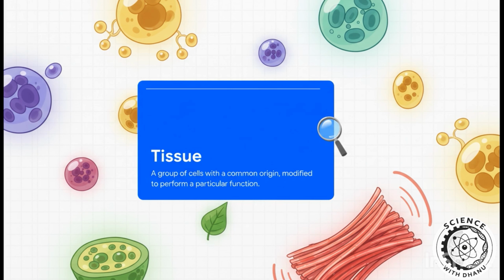Now, this isn't just some random jumble of cells. A tissue is a highly organized team. All the cells in it come from the same place, and they've all been tweaked to do one specific, super important job for the body. This is the building block of, well, everything.